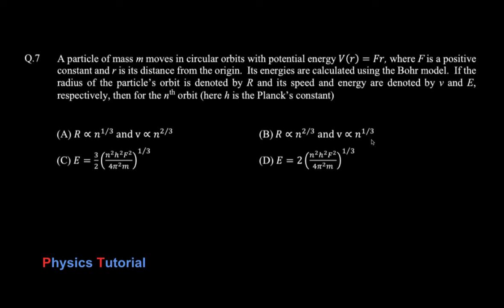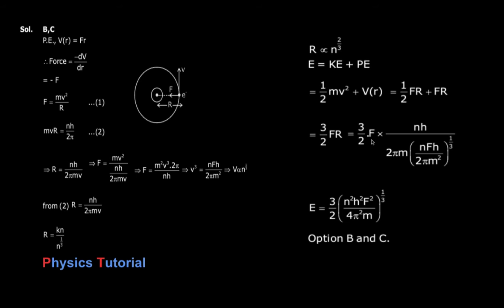So let's start our solution. V(r) is equal to F r, given in the question. Now differentiate: F equal to minus dV by dr. That will be differential of r, that is 1. So that is minus F. And the centripetal force for this one is F equal to mv square by r. Substituting over here. And also we know that mvr is equal to n into h upon 2 pi.